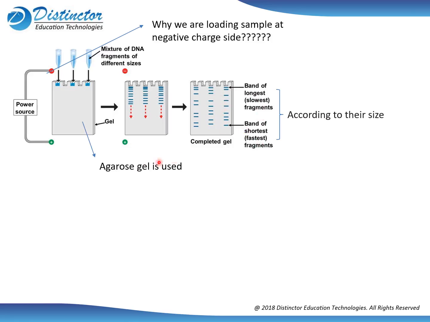The gel used here is called agarose gel. Agarose gel is a natural polymer extracted from seaweed. From the seaweed we extract agarose, and this agarose gel is used to separate the DNA according to size.